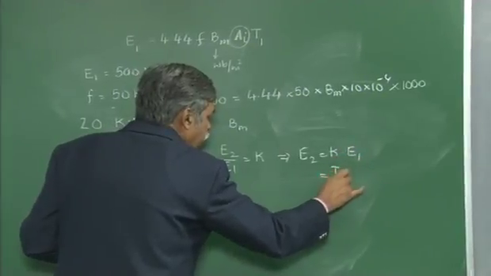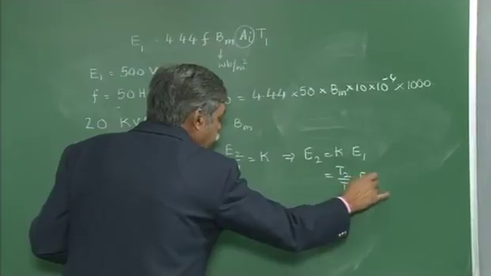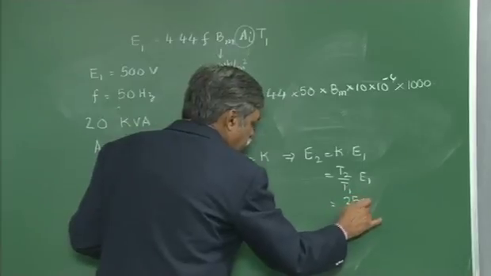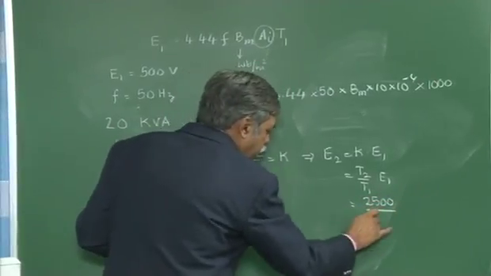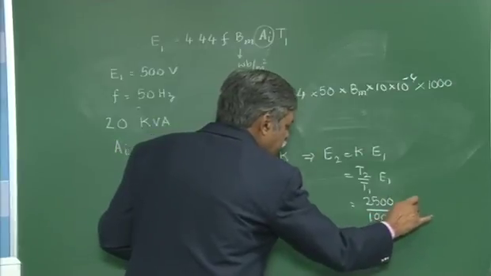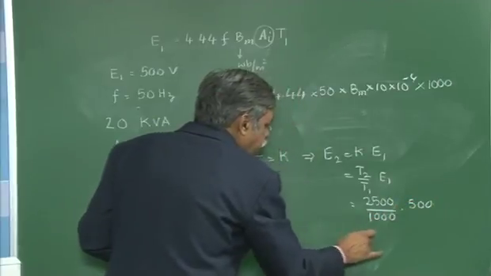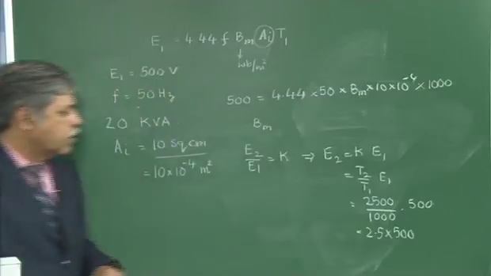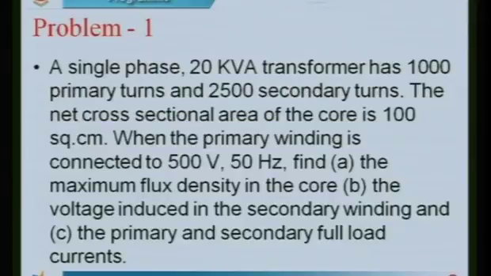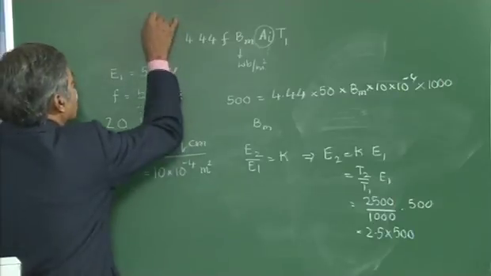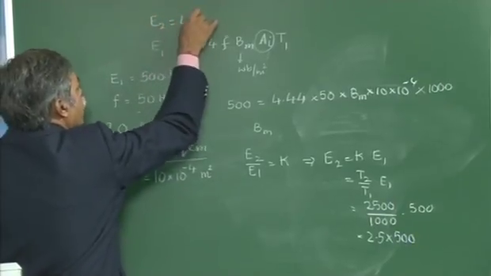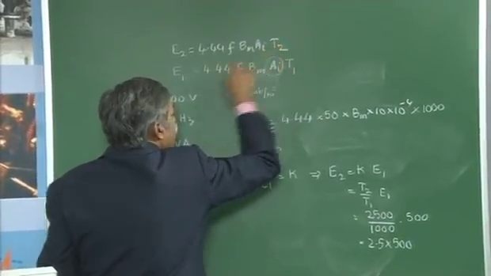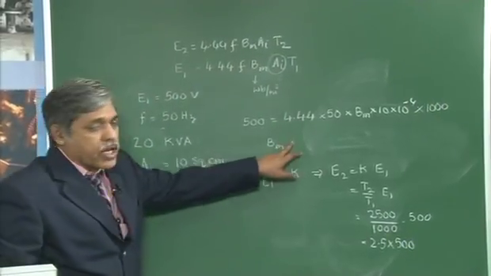This K is T2 upon T1, times E1. T2 we have 2500 turns, and T1 is 1000, E1 is 500, so I have 2.5 multiplied by 500, 1250 volts, I will get that. Otherwise, I can also use the equation E2 equals 4.44 f Bm Ai T2. I know all the parameters in this expression because we have evaluated the flux density here.